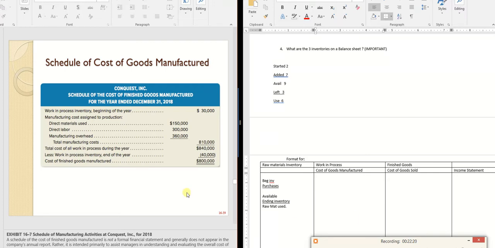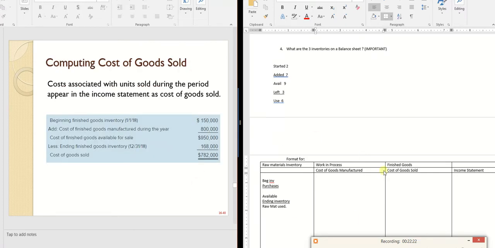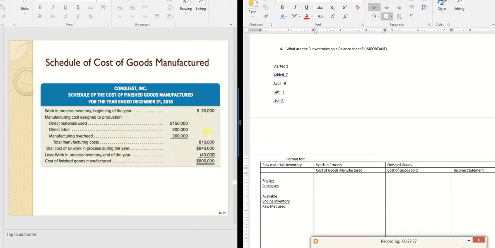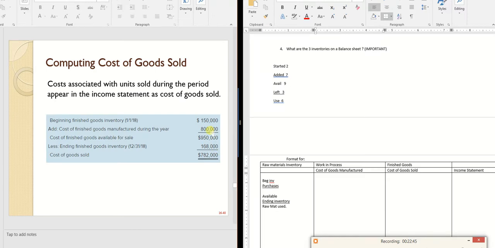Okay, next one. Cost of goods sold. Again, beginning inventory, finished goods, plus what's added. This is cost of goods manufactured. So I want you to draw an arrow from the bottom of this one into cost of goods manufactured. I think this is the same one. So notice 800,000, 800,000. Draw an arrow from the 800,000 on here to the 800,000 on there if you wrote numbers, or if you didn't write numbers, just draw an arrow into there.